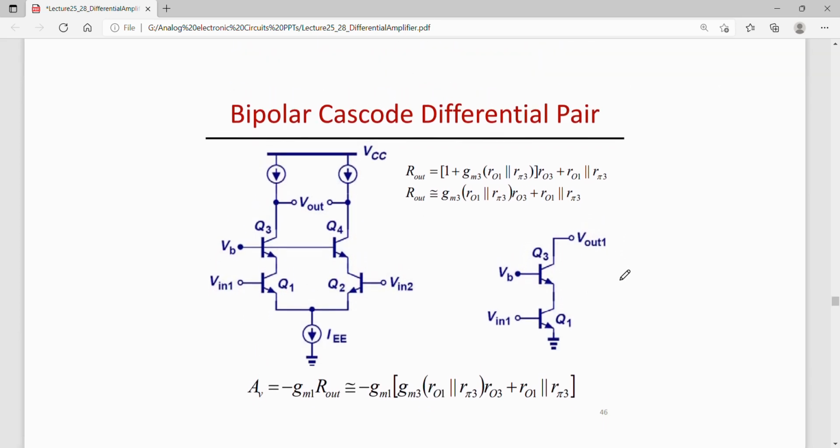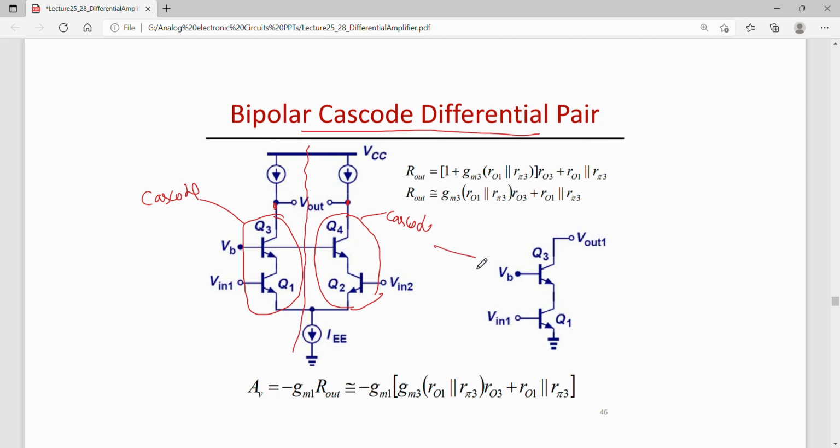Now let us say we have a bipolar cascode differential pair, that is, these two blocks, Q3 Q1 and Q4 Q2. This represents individual cascodes. Using two NPN cascodes, a differential amplifier has been implemented here, which is called a bipolar cascode differential pair. For finding out the gain, again we'll divide this into half. So this is my half circuit over here.